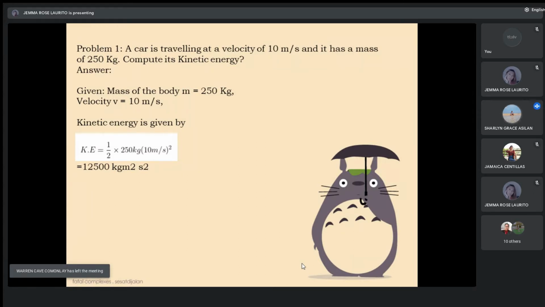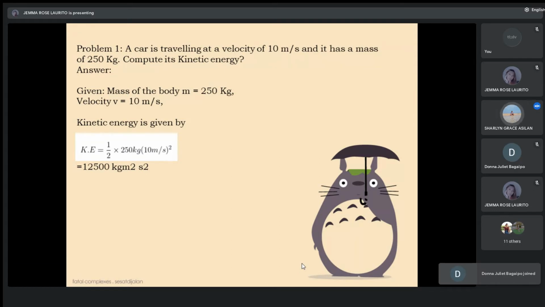So, this is our sample on kinetic energy. A car is traveling at a velocity of 10 meters per second and it has a mass of 250 kilograms. Compute its kinetic energy. Answer: the given mass is 250 kilograms, the velocity is 10 meters per second. To get the kinetic energy, the formula is kinetic energy equals 1/2 times mass times velocity squared. So the answer is 12,500 joules.